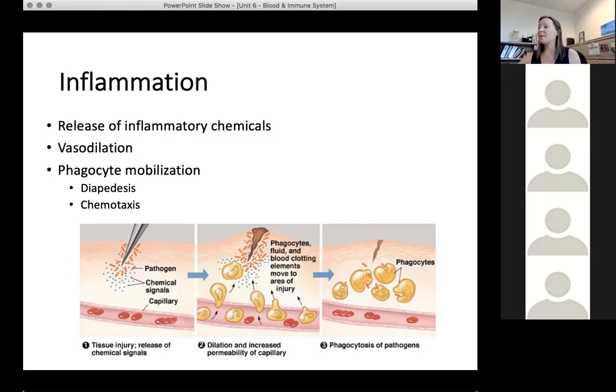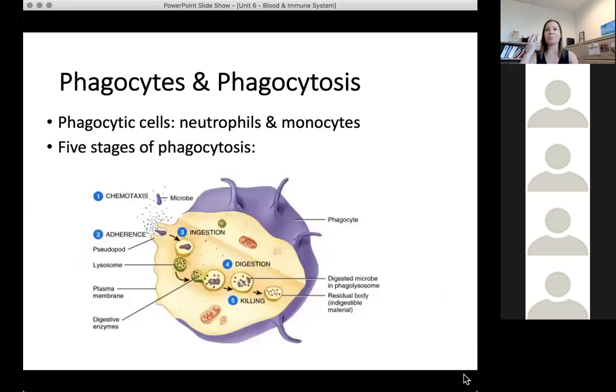So you have in your outline several of the inflammatory chemicals. The main one that you guys need to know is histamine. Definitely know that that's associated with inflammation. So with inflammation, you have a process called phagocyte mobilization. And basically that just means that you have an increased number of phagocytes that are able to reach the damaged area because of vasodilation. When blood vessels dilate, it increases blood flow and it allows more phagocytes to get into that area. And then they can kind of squeeze out and go off to the area of tissue damage.